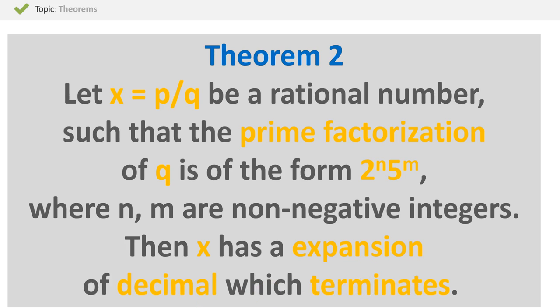So between theorem 1 and theorem 2, theorem 1 was saying that this has a decimal which terminates, and hence you can definitely represent them as p by q, where q will get converted into 2 to the power n and 5 to the power m. Theorem 2 talks about if I have a rational number p by q for which q can be represented in the form of 2 to the power n and 5 to the power m, then you can definitely conclude the decimal expansion of that number will terminate.